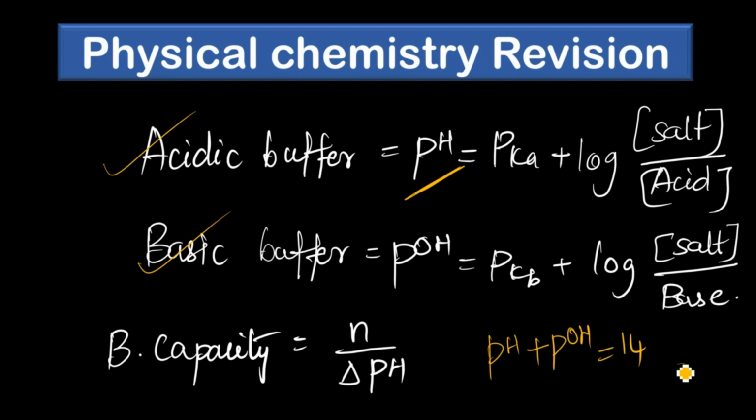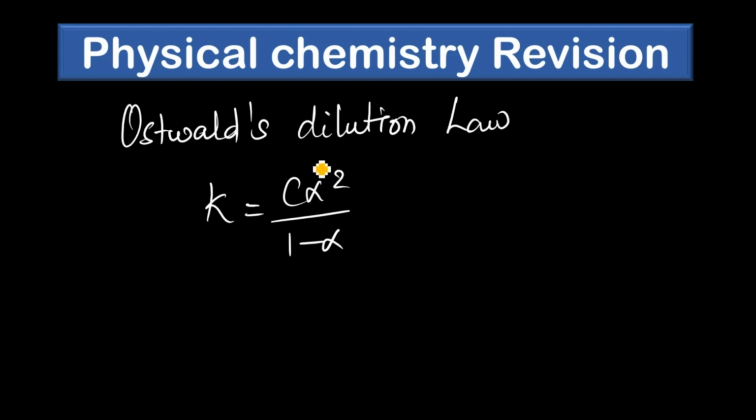Okay, the buffering capacity means the number of moles of acid or base added to 1 liter of buffer. I told you, right? Buffer is something where, when we are adding acid or bases, the pH will not change much. So how many moles of acid are added? What is the slight pH change you observed? If that is more, then the buffer capacity will decrease. If that is less, the buffer capacity is good.